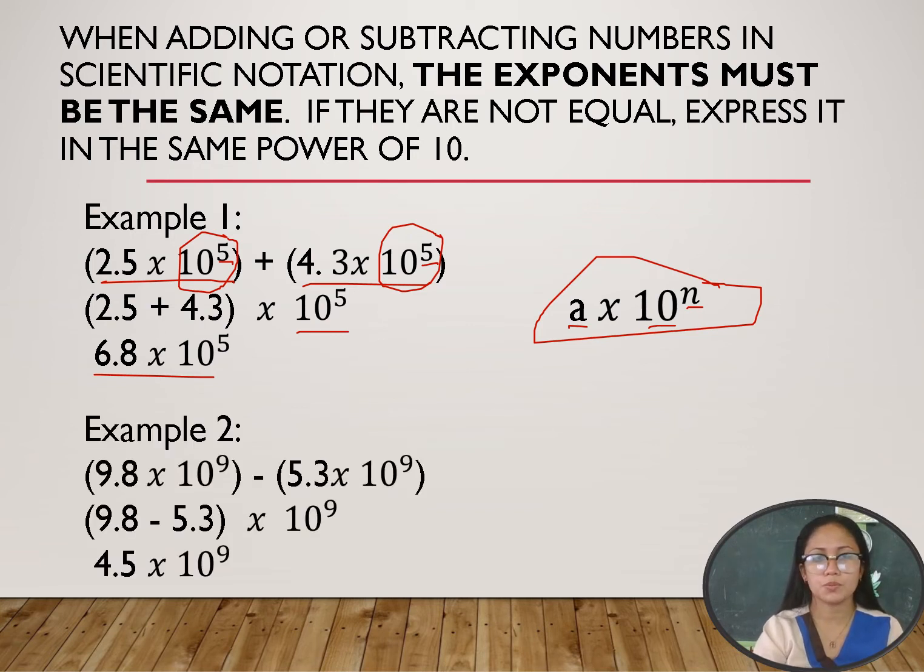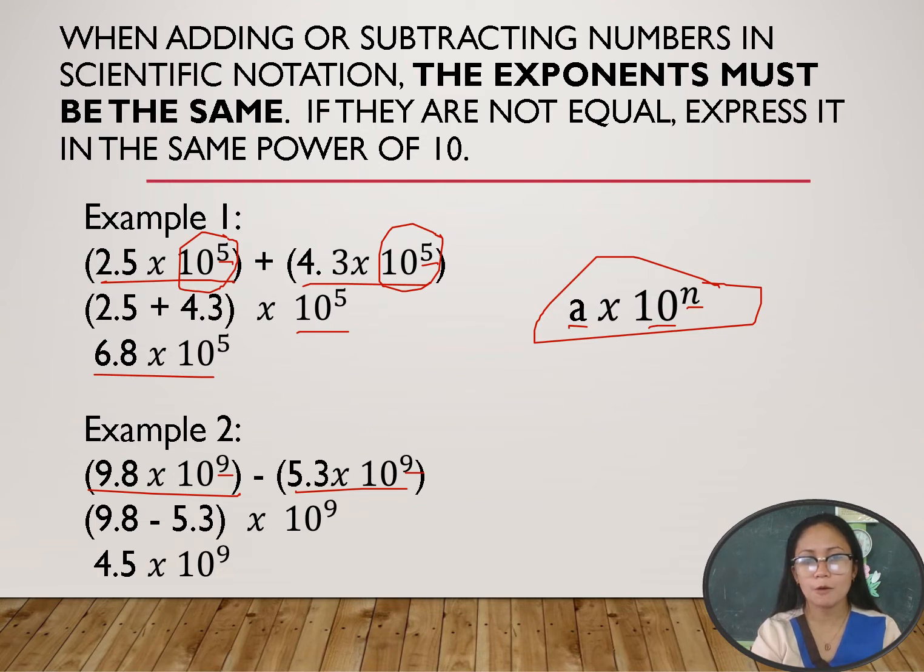Example number 2. 9.8 times 10 to the power of 9 subtracted by 5.3 times 10 to the power of 9. For this expression, our second factor 10 to the power of 9 has an exponent of 9. Observe that they have the same exponents.